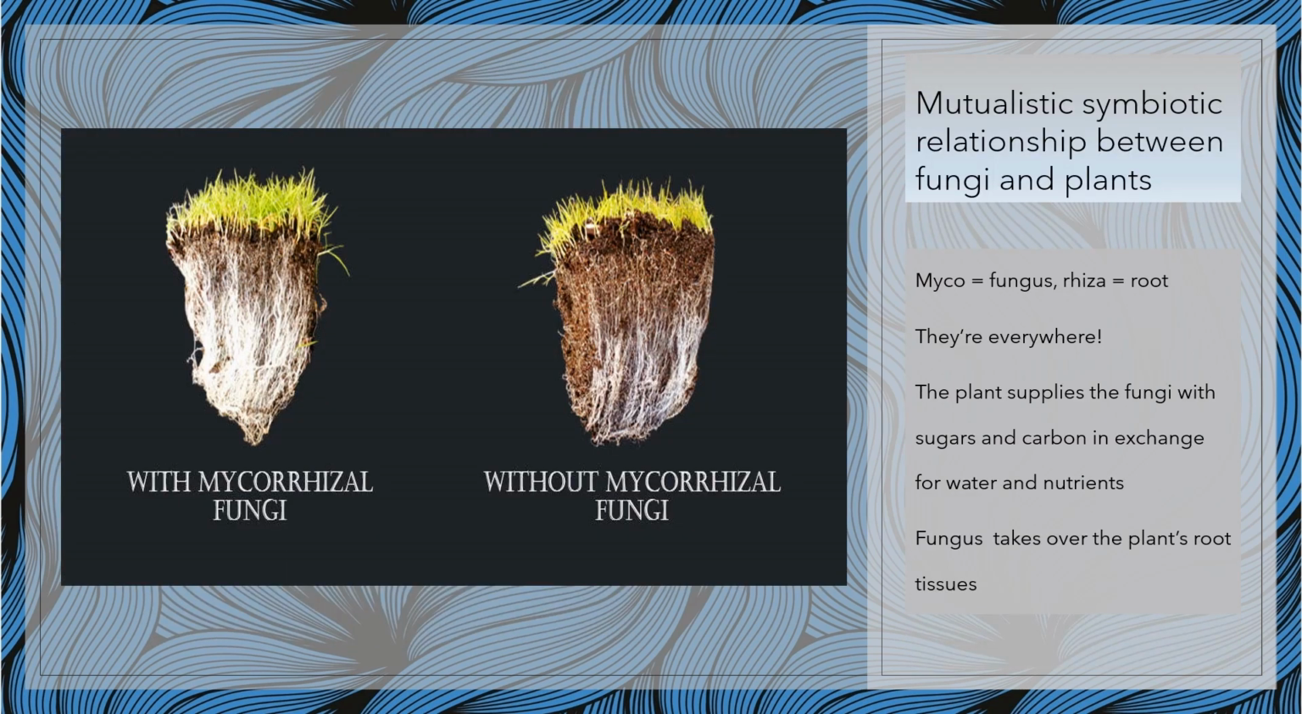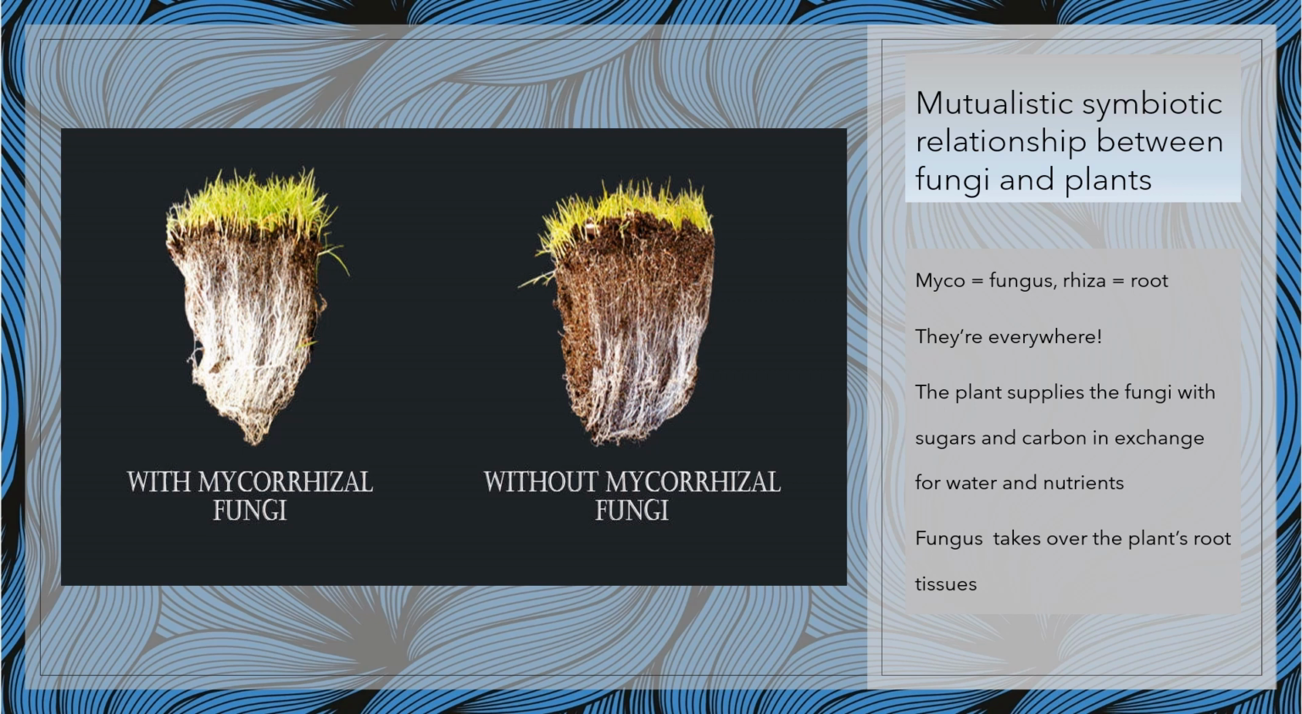So the definition of mycorrhizae is a mutualistic symbiotic relationship between fungi and plants. And the word mycorrhizae means fungus root. And this refers to the role that the fungus plays in the plant's root system. This type of fungi has been around since the first plants evolved 500 million years ago, and they are associated with 90% of land plants.